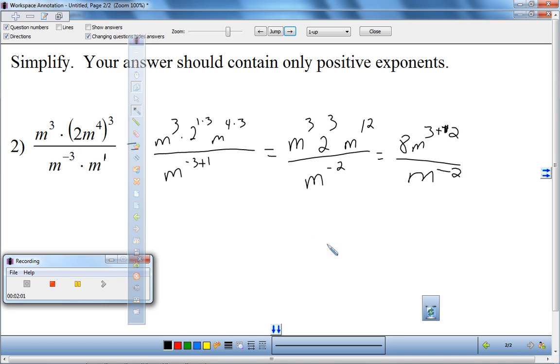Now I'll bring it down over here. So we have 8m to the 15th over m to the negative 2. We're going to end up subtracting, or setting it up as a subtraction. 15 minus negative 2, so it becomes plus. So we end up with 8m to the 17th.